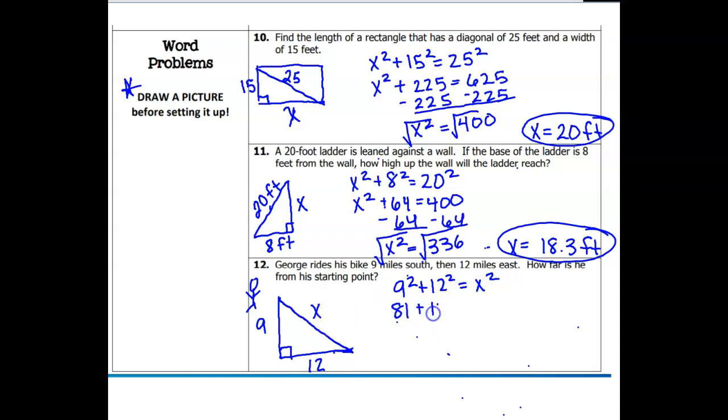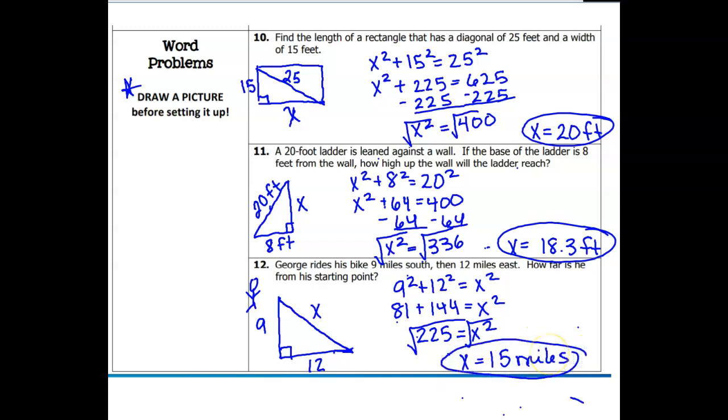81 plus 144 is going to be equal to our x squared. We get 225 when we add that. That's our x squared. And then to isolate x, we take the square root of both sides. Our x is equal to 15 miles.